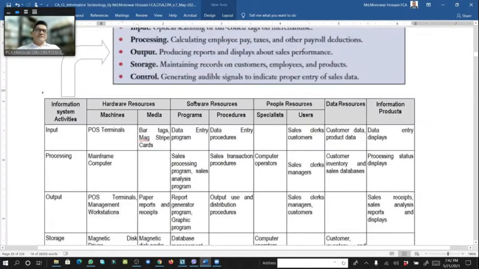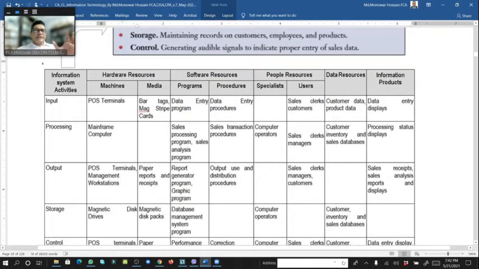So this chart describes the information system activities and how they are related to the information system resources. There are 5 resources here and also 5 activities. Each is interrelated, activity and resource.